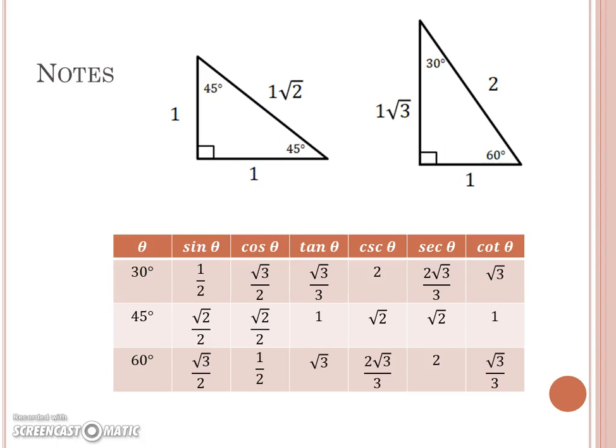Cosecant would be 2 over 1. Secant would be 2 over radical 3, which we rationalized to become 2 radical 3 over 3. And cotangent would be radical 3 over 1.